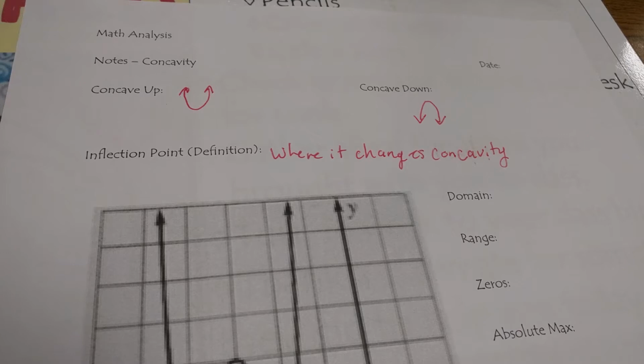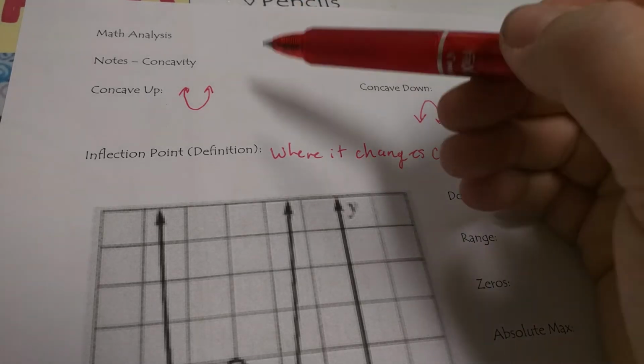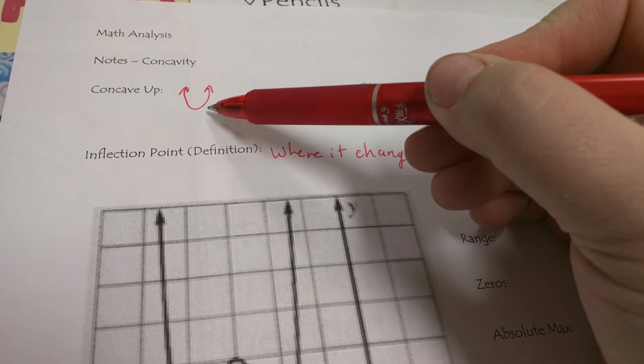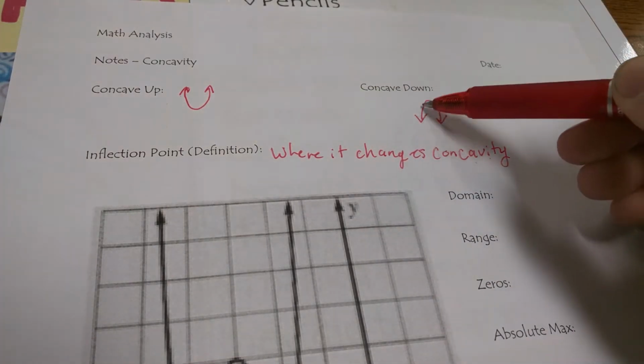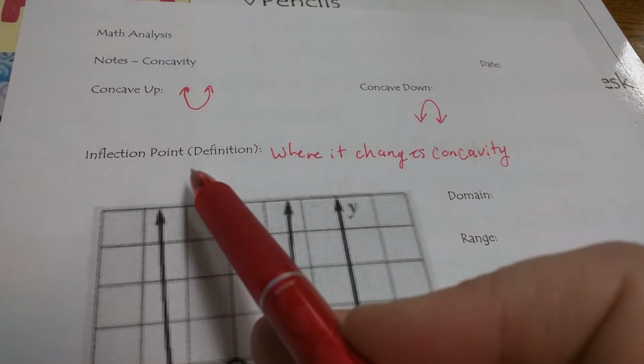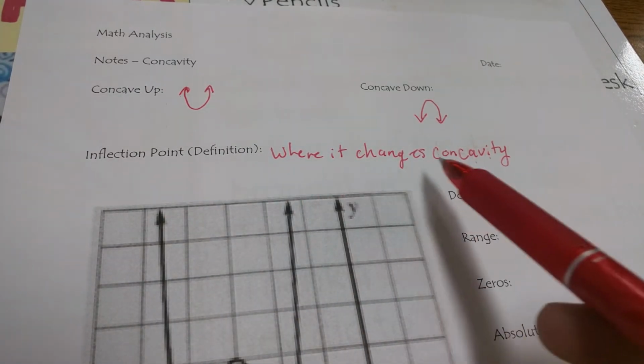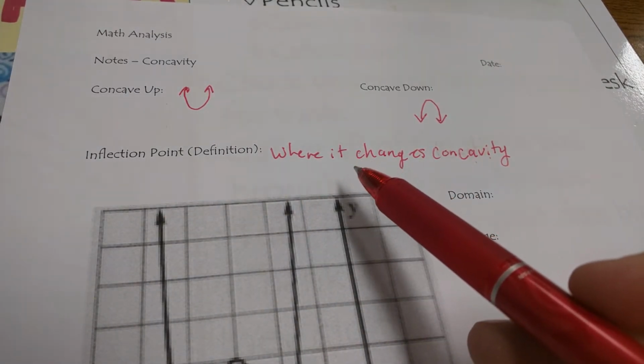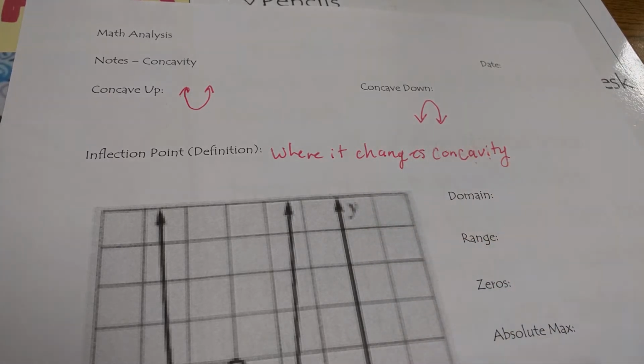So we're talking about concavity. Concave up is where the graph looks like part of a happy parabola. Concave down is where it looks like an unhappy parabola. And we need to find inflection points, which is where it's going to change concavity. So it's going to change from concave up to concave down, or from concave down to concave up.